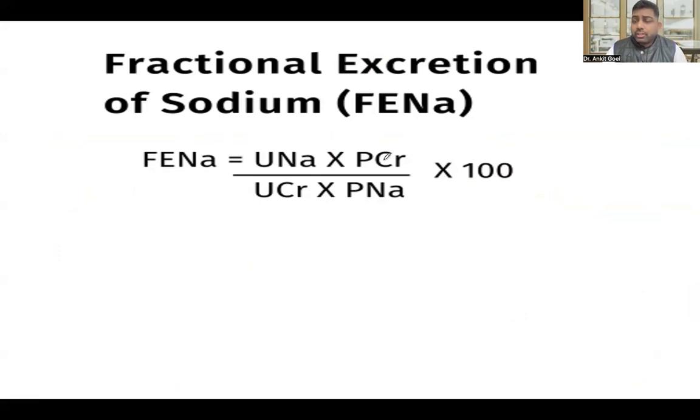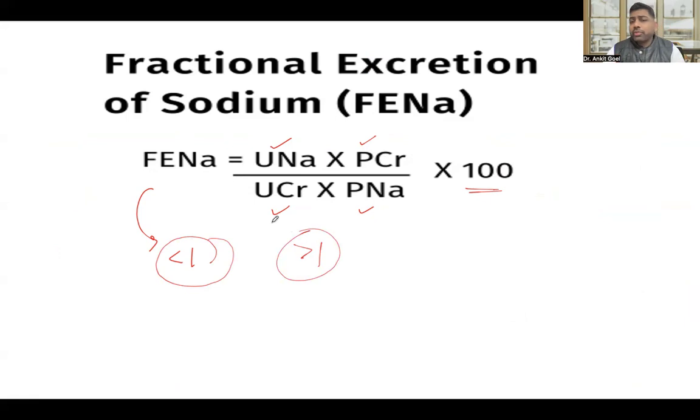The other formula, apart from the GFR estimation, which you will encounter is your fractional excretion of sodium. That's quite an important formula. Why? Because this will give you an idea. How do you calculate it? You calculate it by urine sodium into plasma creatinine, over urine creatinine into plasma sodium, multiplied by 100. So you'll get a ratio. The ratio can be either less than 1 or more than 1. This gives you an idea about the fraction of sodium which is coming out in urine.